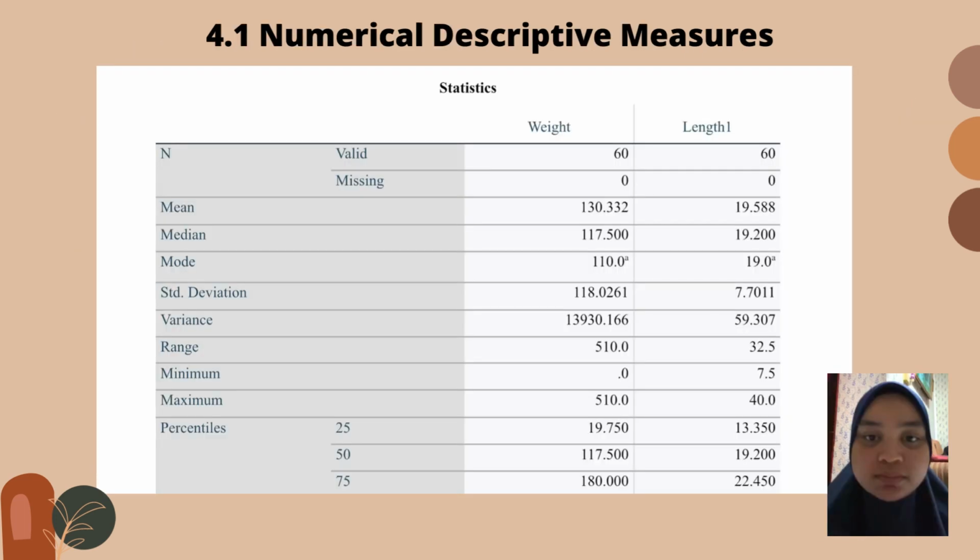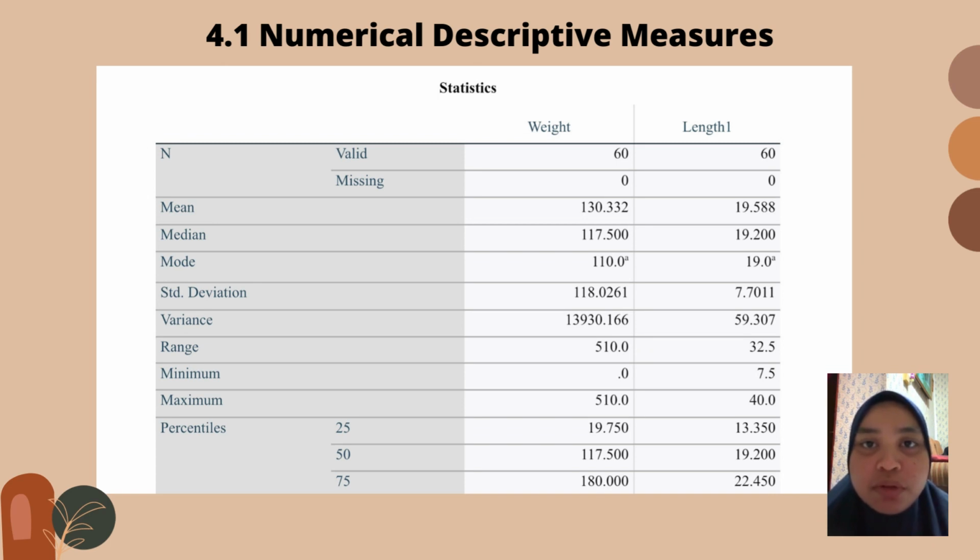displayed. Numerical descriptive measure. The computation on week and length 1 is shown in the table above using SPSS Statistics. The mean for week is 130.2332, which is identical to the one computed manually. The median for week is likewise 170.5, which is the same as the one computed manually.